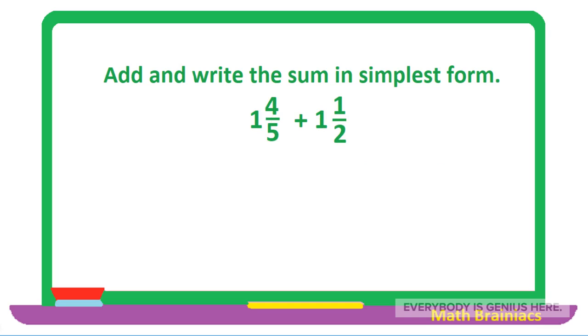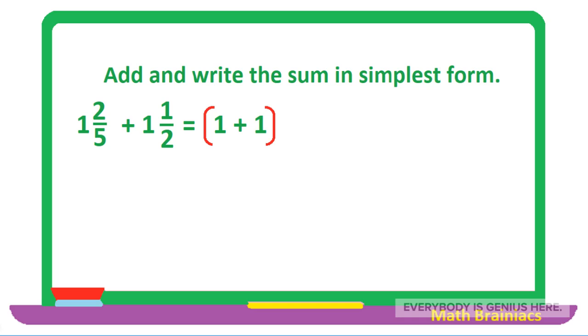Let us work on another example so that you can understand the lesson well. Add and write the sum in simplest form. 1 and 4 over 5 plus 1 and 1 half. We are going to work on the whole numbers first. Accordingly, 1 plus 1 will give us 2. Therefore, we can move now to the fractions. We can work now on 4 over 5 plus 1 over 2.